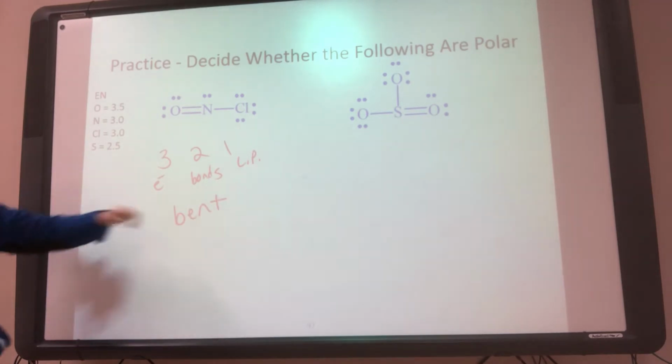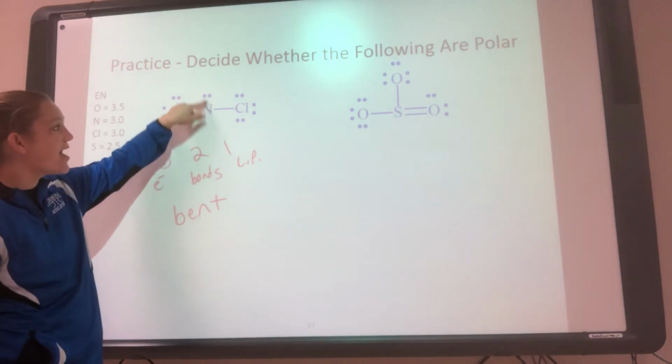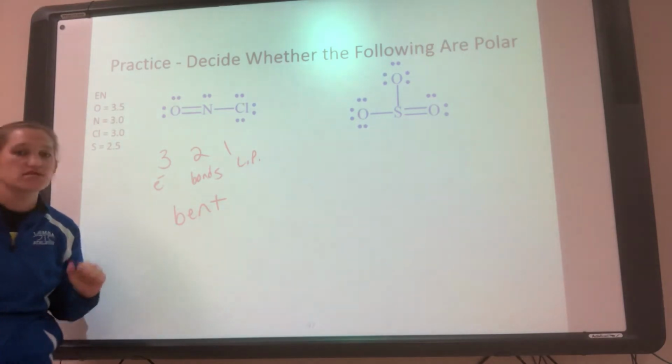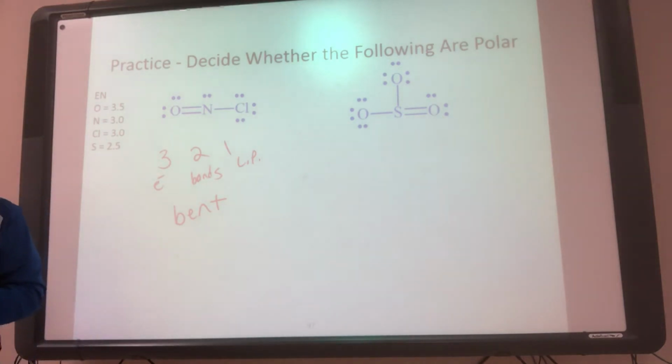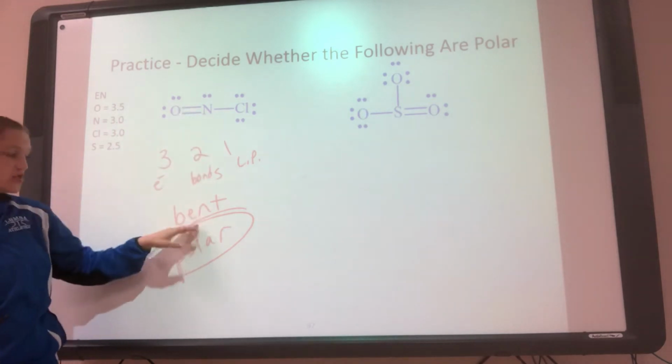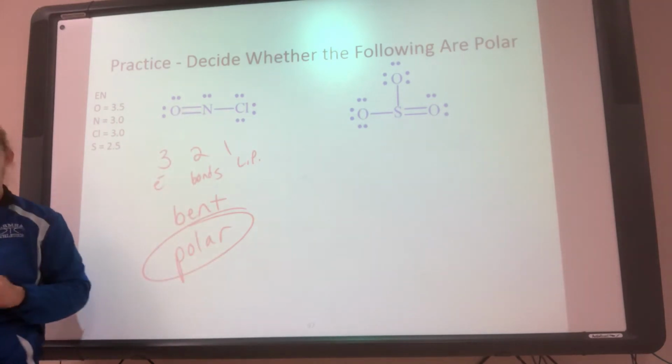And we said that if it has lone pairs on the central atom, and it's not linear or square planar, then it's always going to be polar. So that's easy. You go back to your chart, use the chart to figure out the geometry, and then you can use the chart to figure out the polarity.